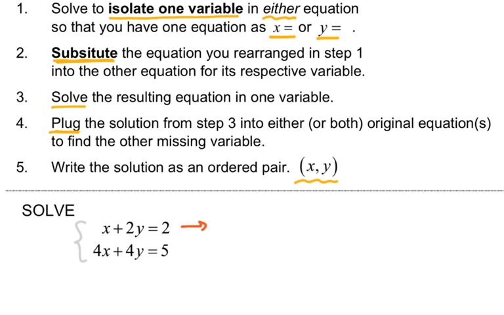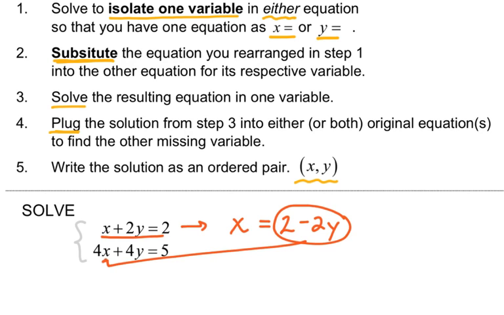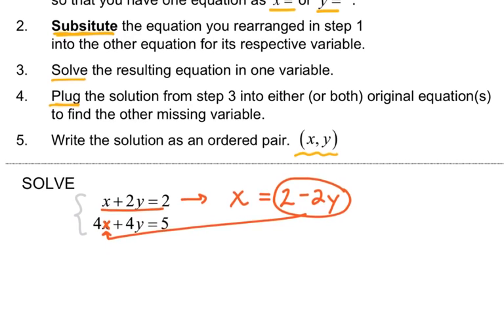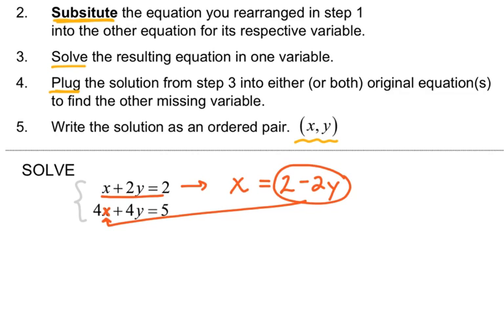So I'm going to take this top equation, and since I have x plus 2y equals 2, I'm just going to rearrange that and say x equals. That would be 2, subtracting the 2y to the other side. So x equals 2 minus 2y. So now I know what x is. x is equal to 2 minus 2y. I can plug that into my other equation for x.